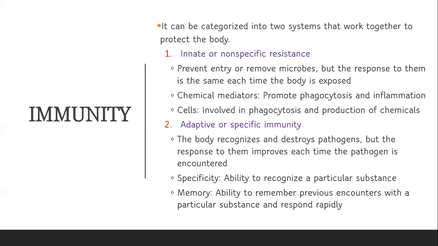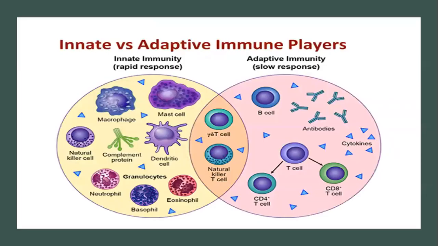Specificity is the ability to recognize a particular substance, and memory is the ability to remember previous encounters with a particular substance and respond rapidly. So the more na encounter siya ng body, the more na nakikilala siya ng katawan, and mas alam na ng body and mas mabilis na yung magiging reaction afterward. Yan. So this is the difference between innate and adaptive immune system.